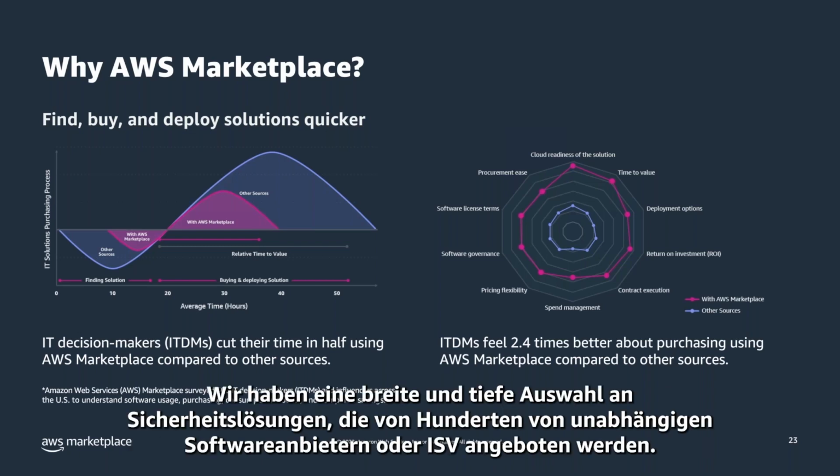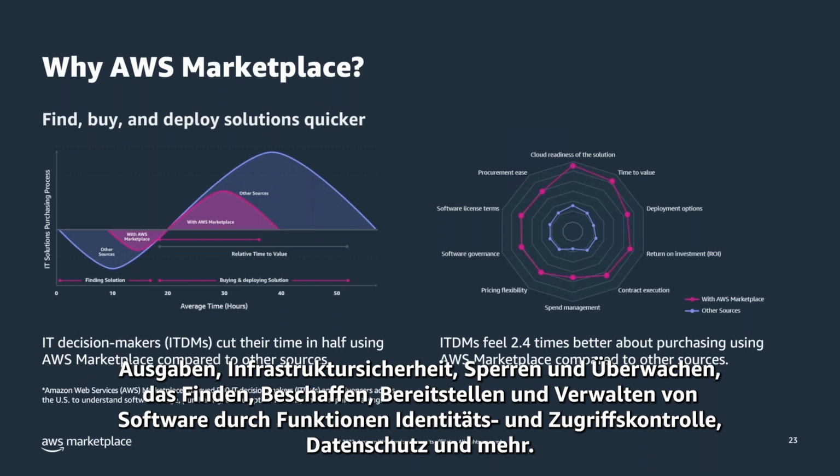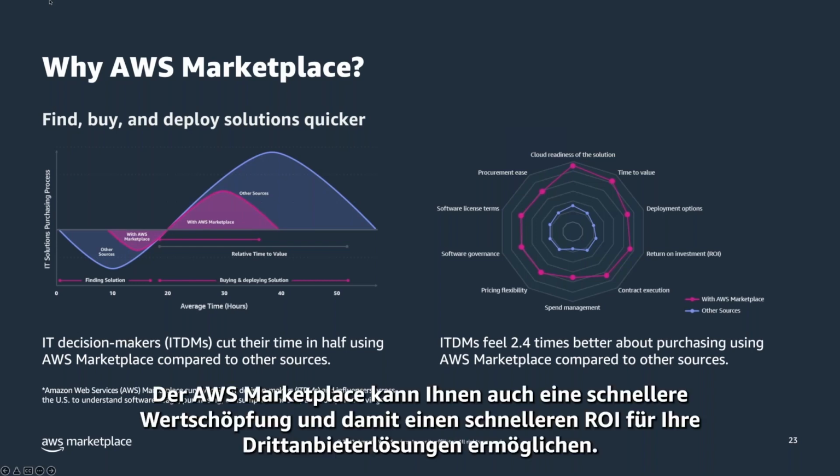We have a broad and deep selection of security solutions offered by hundreds of independent software vendors, or ISVs, spanning infrastructure security, logging and monitoring, identity and access control, data protection, and more. AWS Marketplace can also enable you to receive quicker time to value and thus ROI with your third-party solutions.